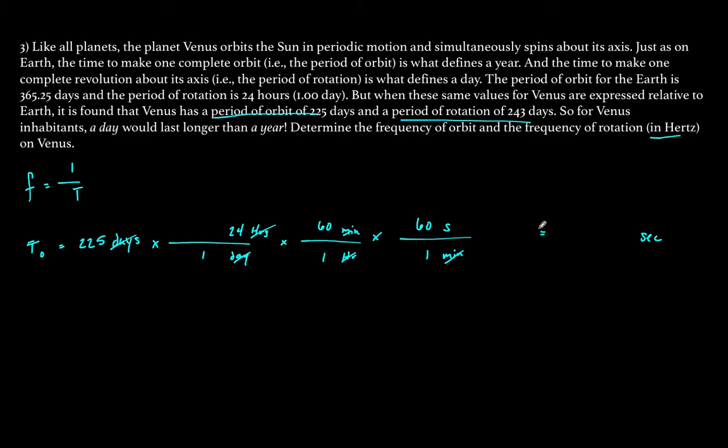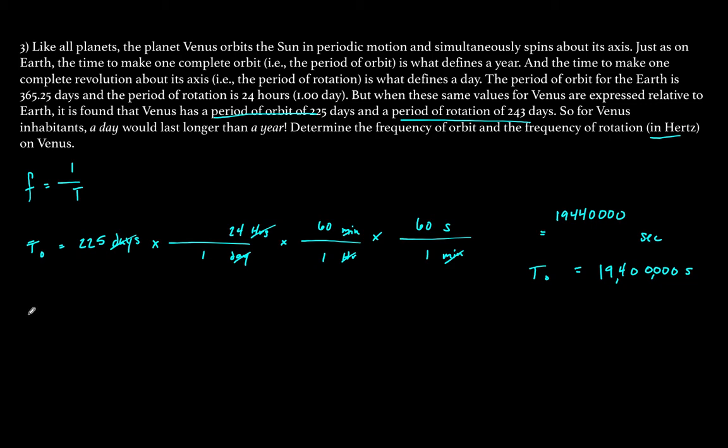And I get 1944 and then 4 zeros afterwards, seconds. Now, I need to do sig figs because I started out with 225 days, meaning my final answer in seconds is going to be 194. This second 4 is going to drop down to a 0, and then my zeros afterwards. So 19,400,000 seconds is going to be my period of orbit in the correct units.